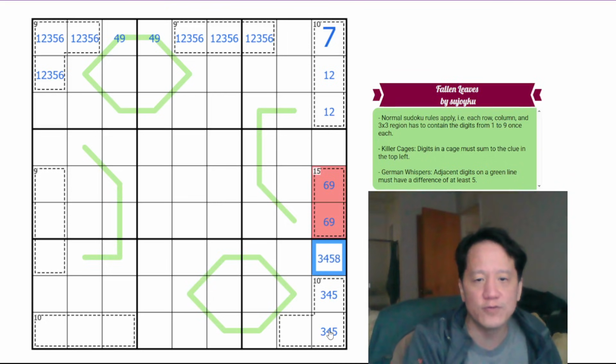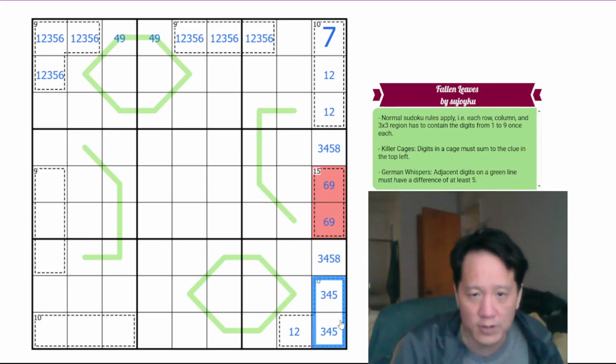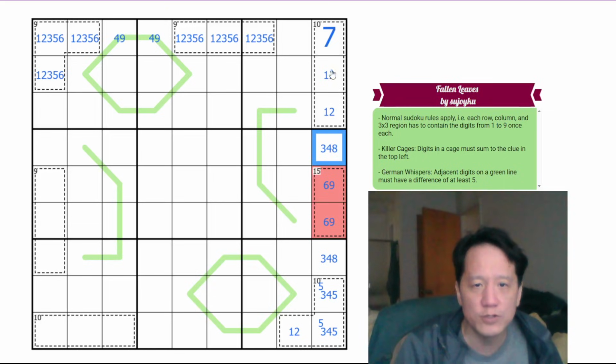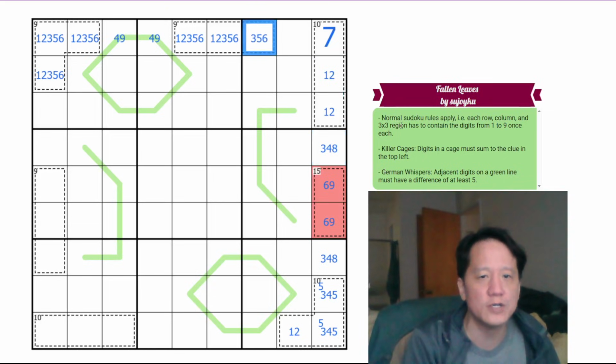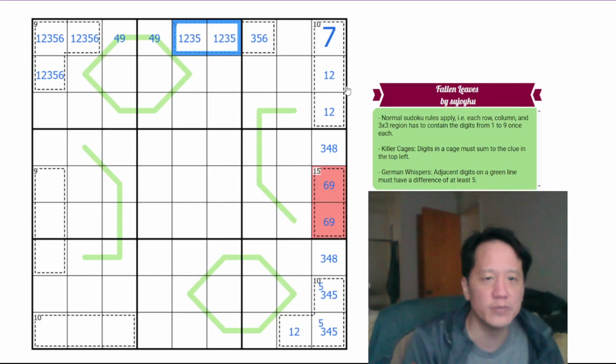This is 3, 4, 5, 8. To add up to 10 here, it's either 1, 4, 5, or it's 2, 3, 5. So either way, we're guaranteed a 5 here. So this cannot have a 5 in the rest of the column. This 1, 2 pair eliminates 1 and 2 here. So if this were 1, 2, and 6, the 6 would have to be here. So this can't be 6 here.